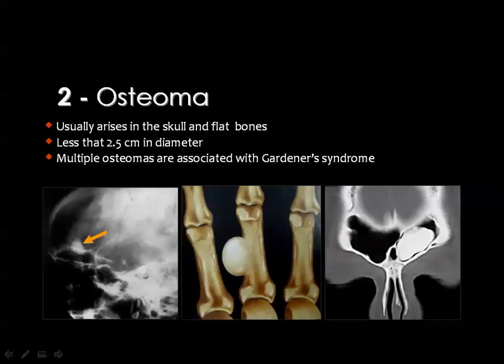The second lesion is the ivory osteoma, or the osteoma which is solid. There is no cancellous bone inside this osteoma. And this osteoma is very common in the flat bones of the skull, in the paranasal sinuses.